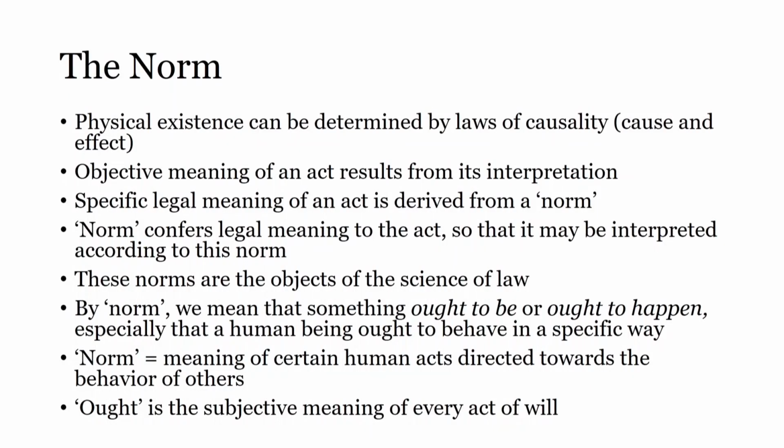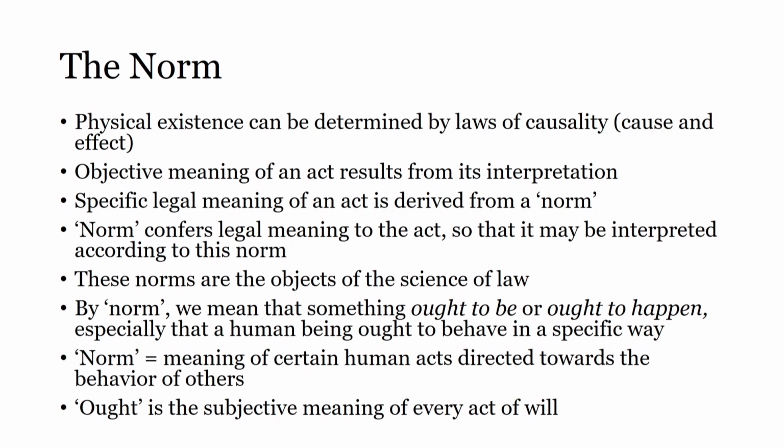So, this is how you see what he said, that the specific legal meaning of an act is derived from where? How have we seen that? This is the meaning, this is the objective meaning. So now he comes to the point: that the specific legal meaning of an act is derived from a norm. Now, here comes norm. Norm is what? Norm gives the objective meaning to an act.